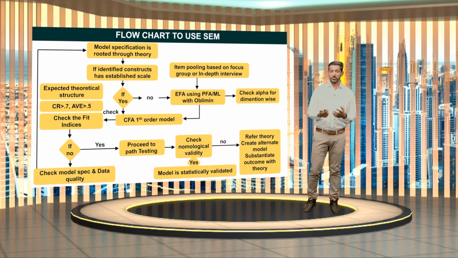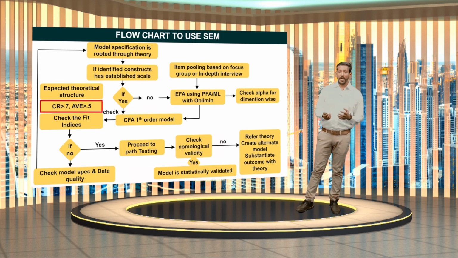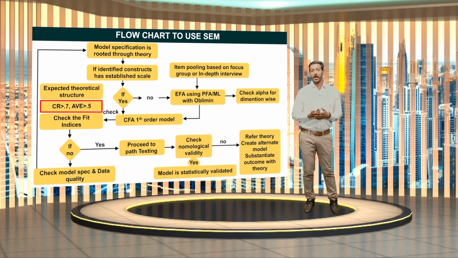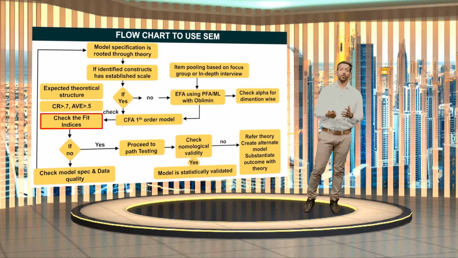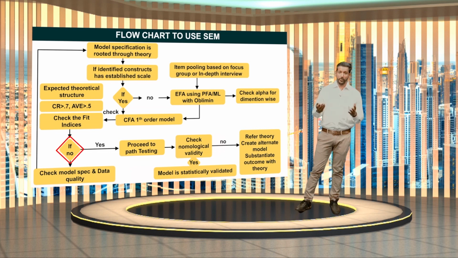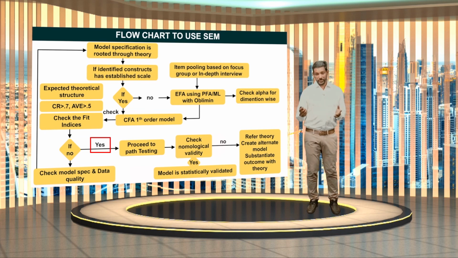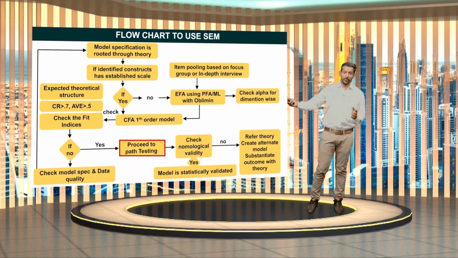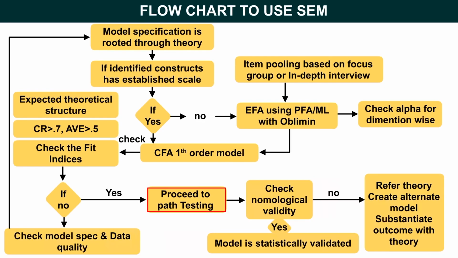The second thing is, as usual, we have to check CR and AVE dimension wise. Composite reliability should be more than 0.7 and average variance extracted should be more than 0.5. And check the fit indexes, which include both the good indexes and the bad indexes. That is a procedure we have to follow. If CFA has all these things intact, then we can proceed to path testing as the next procedure.